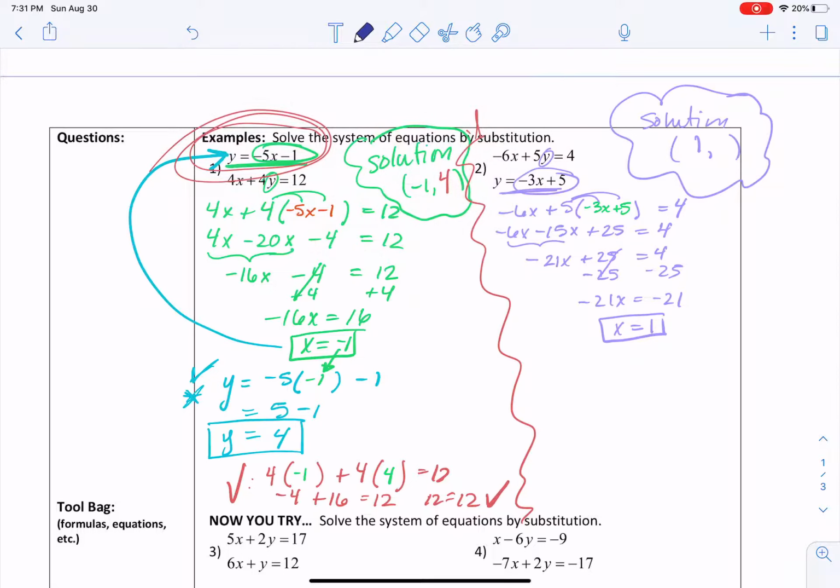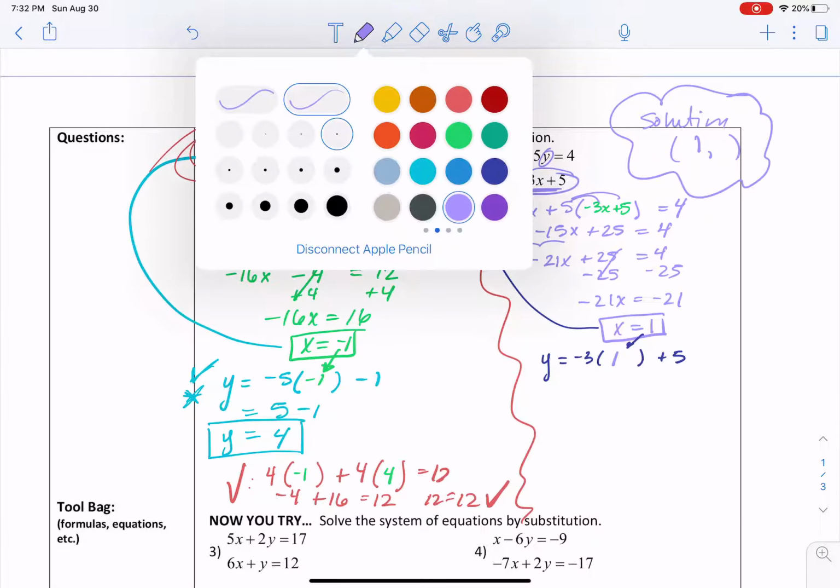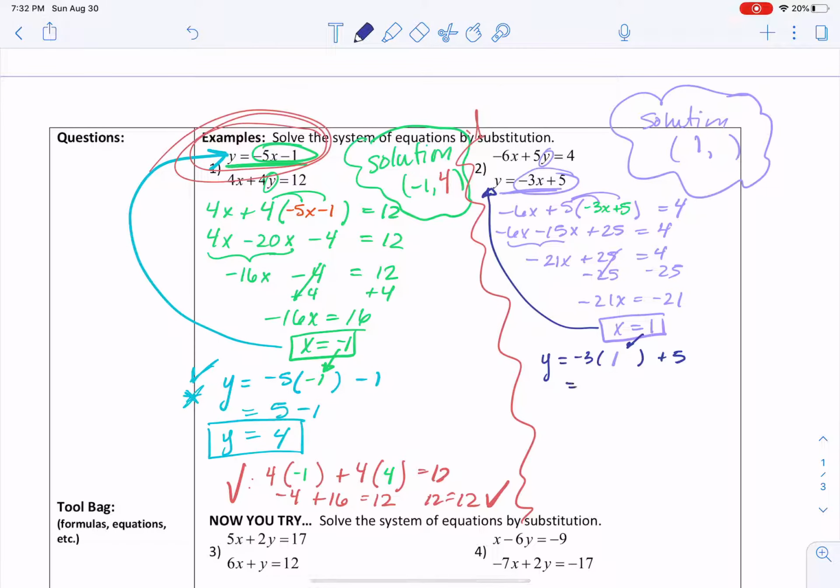So then we have to substitute this back into the equation that was isolated. So y equals negative 3 times whatever x is plus 5. Now I know that x is 1. So then y equals negative 3 plus 5. Y is 2. So then we put that up in our solution. So our solution should be 1, 2.